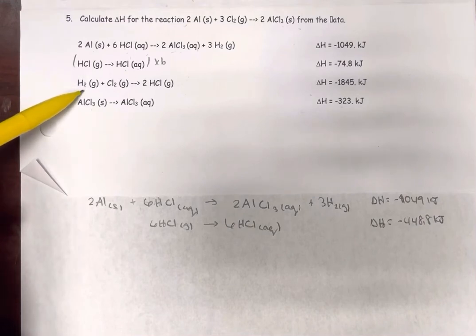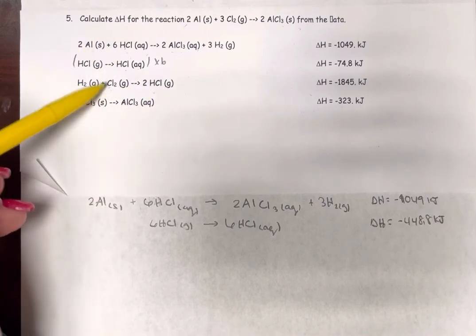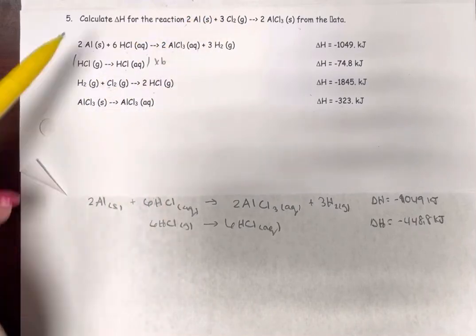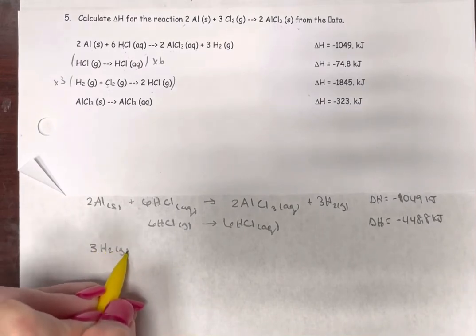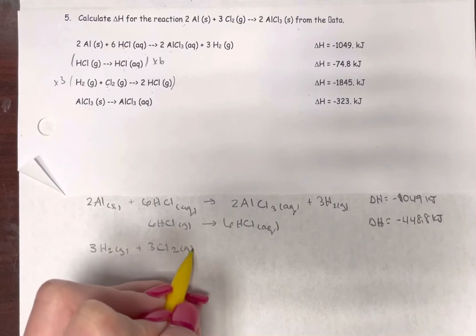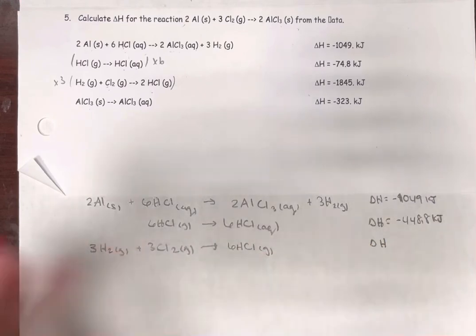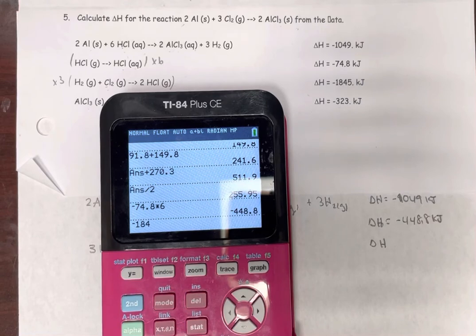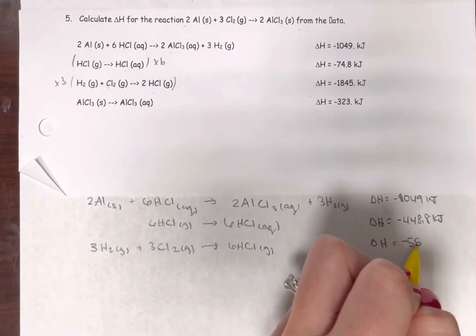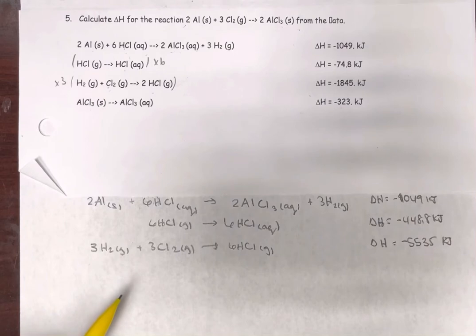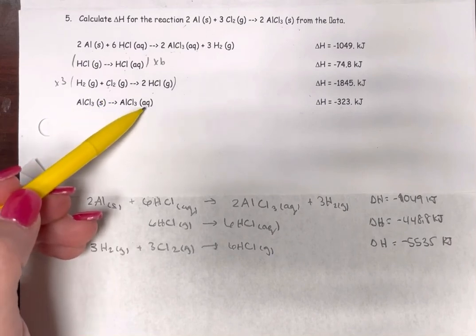Next, I have H2, Cl2, and HCl gas. All right, so I have Cl2, this is my only source of Cl2, and it's gotta be here. So I gotta multiply this by 3, whole thing by 3. So that's gonna give me 3H2, 3Cl2, and that's gonna make 6HCl gas. And I multiplied that by 3, so I need to multiply the delta H by 3. That gives me a big number, negative 5535.